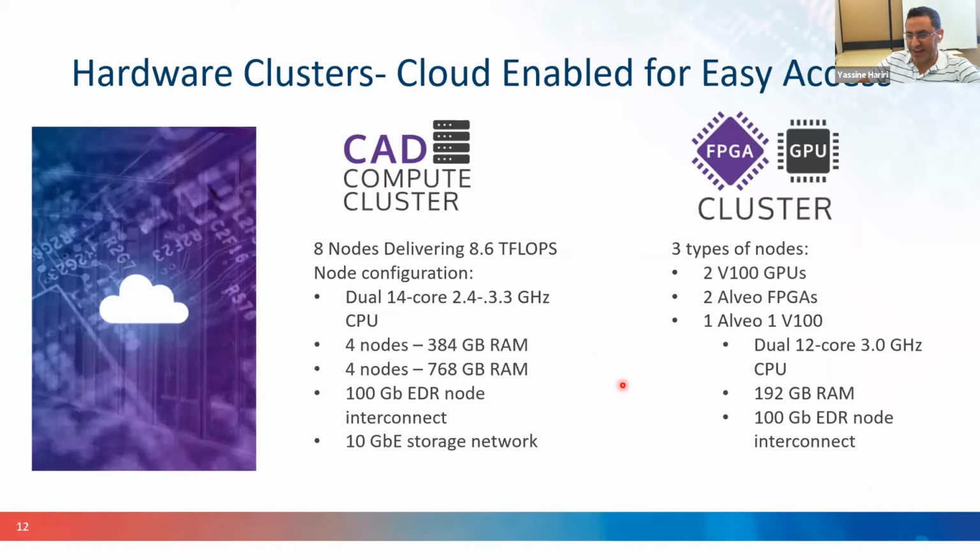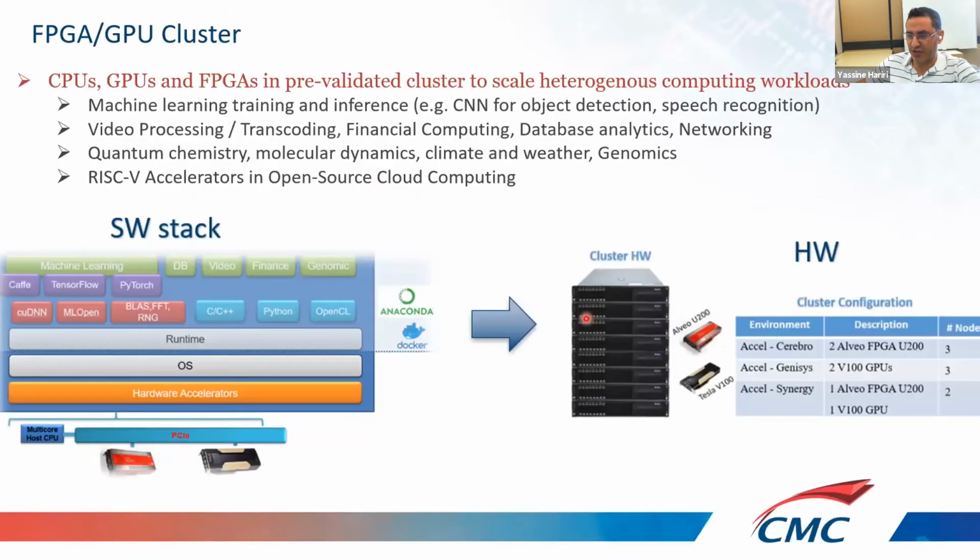So here I summarized some of the products and services of CMC to support AI. The first one is not related to AI, but it's a CAD compute cluster to accelerate all the CAD tools that we have. And the second one is really more equipped with the tools and the frameworks to do AI inference and training in the cloud. It's an FPGA GPU cluster. And here I give more details about it.